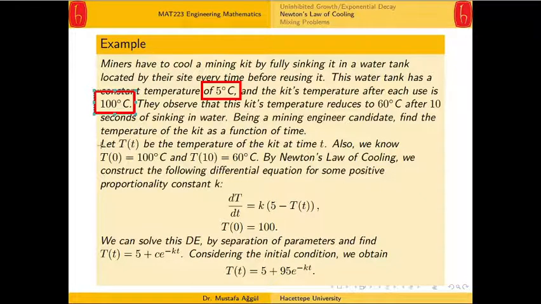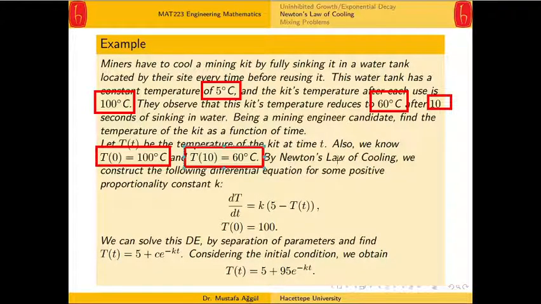Let T(t) be the temperature of the kit at time t. Also, we know T(0) is equal to 100 because after each use its temperature will be 100 here. It's given. Then we know after 10 seconds the temperature of the kit will reduce to 60 degrees Celsius, so T(10) is equal to 60 degrees Celsius. These are all given.